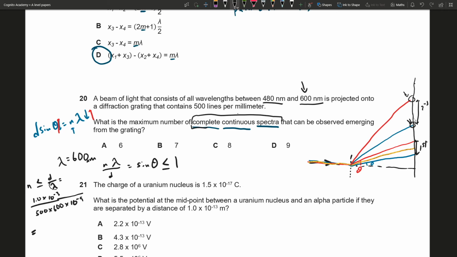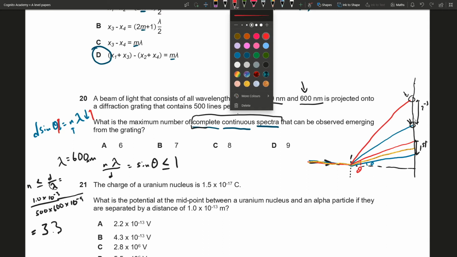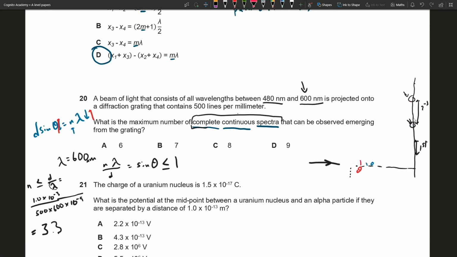That is 3.3. So n is less than 3.3. The maximum order that can happen is the third order diffraction. That means for our longest wavelength, which I will represent with red, so this is the second, this is the first, and then the maximum that can happen is the third, and nothing more than that. So same thing on the other side, first, second, third, and nothing more than that.